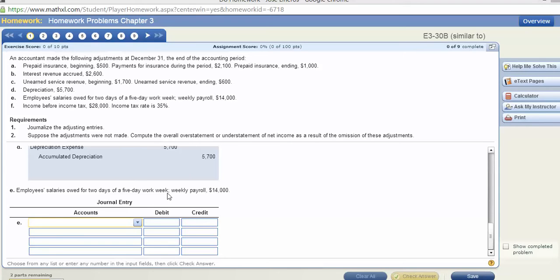We're not going to credit cash. We're not going to pay them because we don't pay them yet on this cycle. We just have owed it, and they've worked it. We owe it, and we need to make an entry for it. So let's just go through the math here.